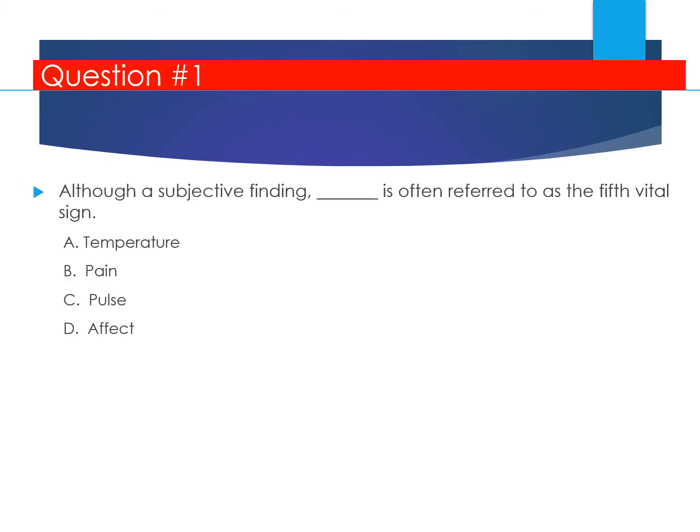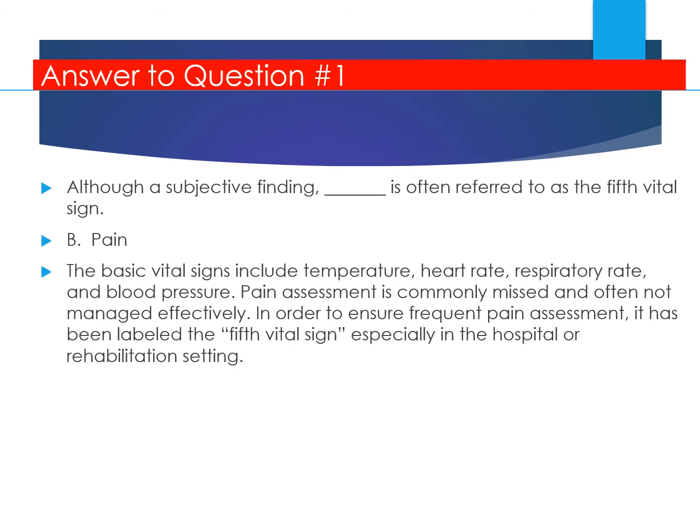Question number one, and you can answer this in our discussions. Although a subjective finding, dash is often referred to as the fifth vital sign. Which of these? Is it A, temperature, B, pain, C, pulse, D, affect? So it is a subjective finding, but it is often referred to as the fifth vital sign. So the answer is pain.